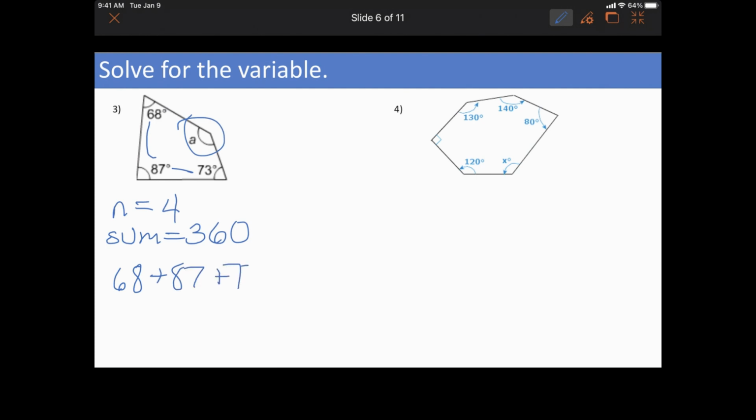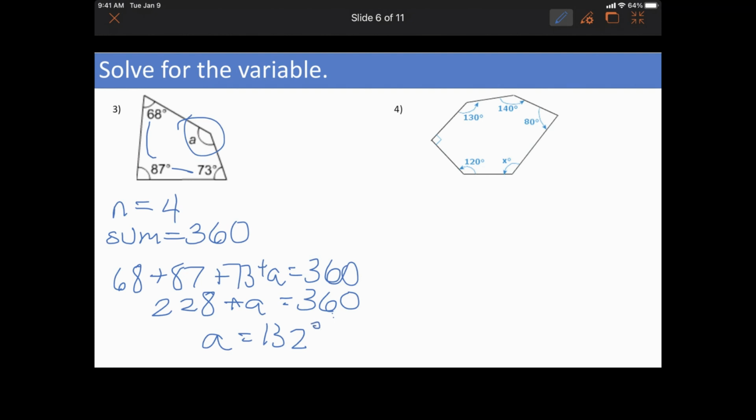Now, you can write an equation if you want to. You don't necessarily have to. So when you add them all together, right? And when you subtract from 360, that's actually what you're doing on here, right? And I have 132 degrees. Perfect. So that's going to be very similar to this next one.